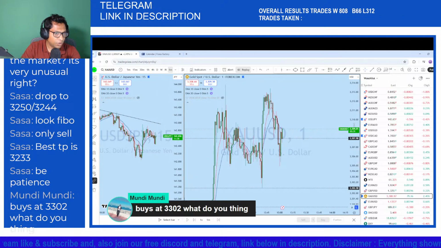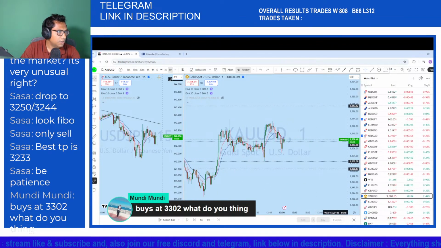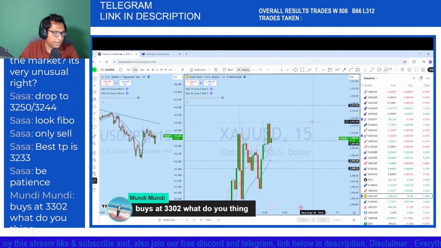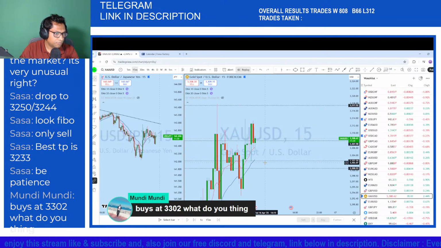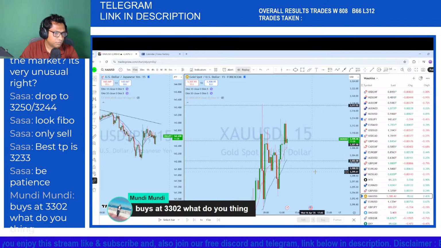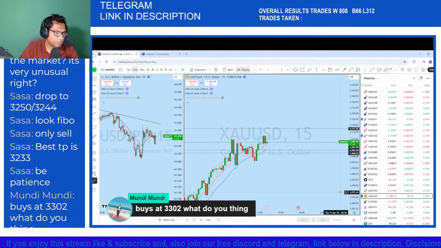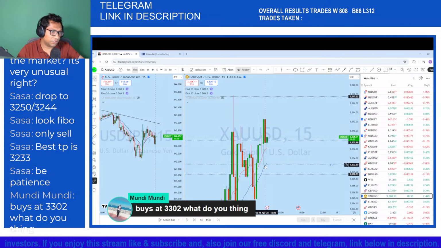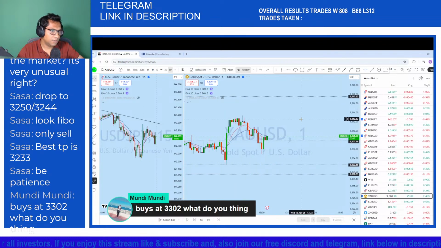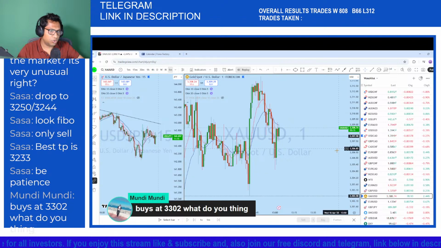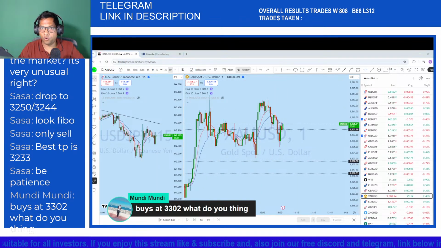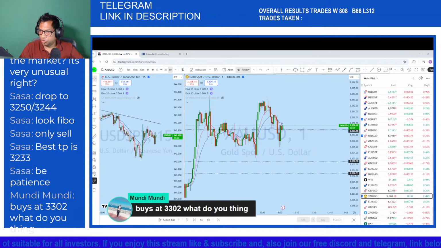Now from this support level, the market is trying to bounce on the 15 minutes here. We can see there is a candle closed, and so the level that I'm looking at is 3302, because this is where the previous support was. So 3302, if the market is coming here to retest, that's what we will be looking for, a possible entry opportunity here.